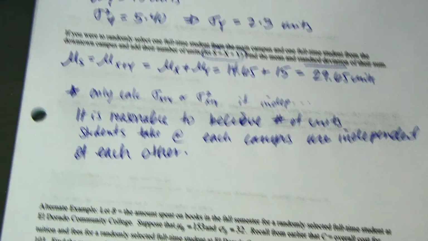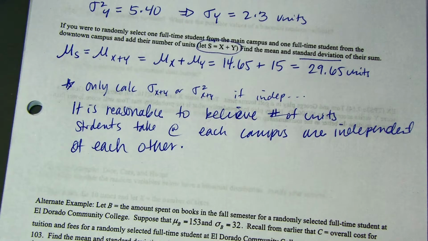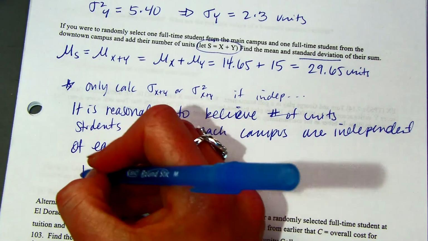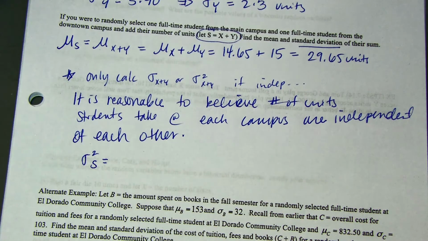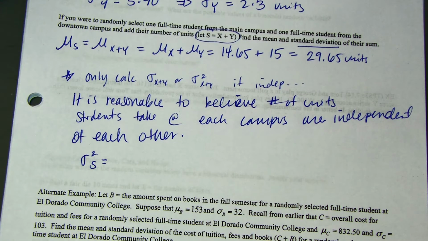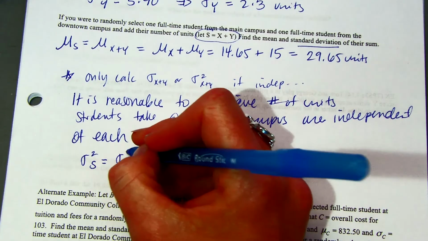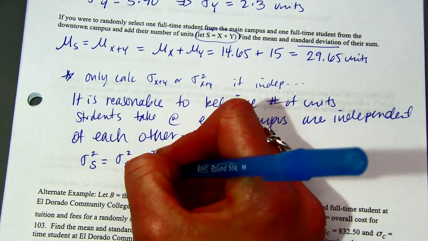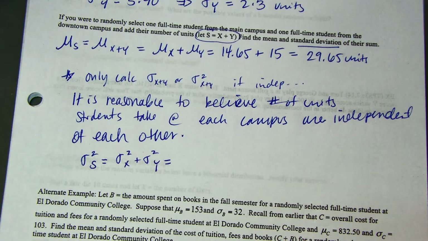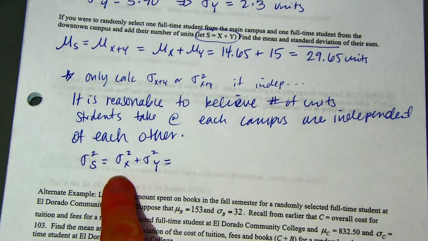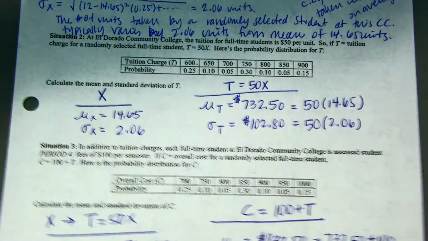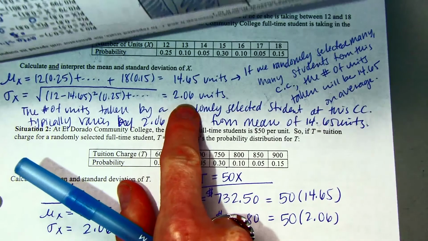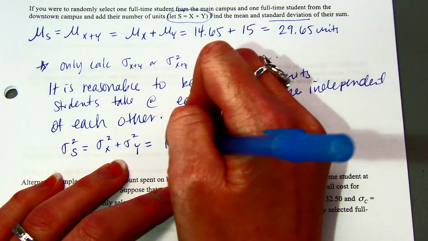And so now that I've proclaimed that, we can calculate the variance. Remember that we can add variances. We cannot add standard deviations. So we have to do the variances first. Variance is just the standard deviation squared. We found the standard deviation to be 2.06, so this is going to be 2.06 squared.